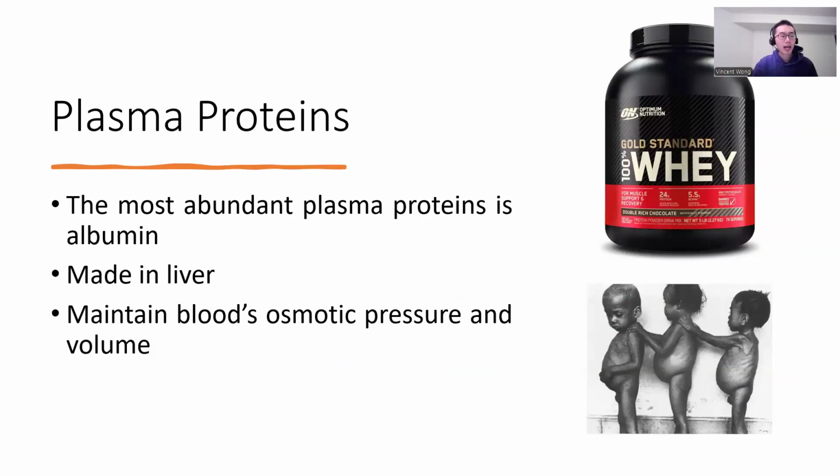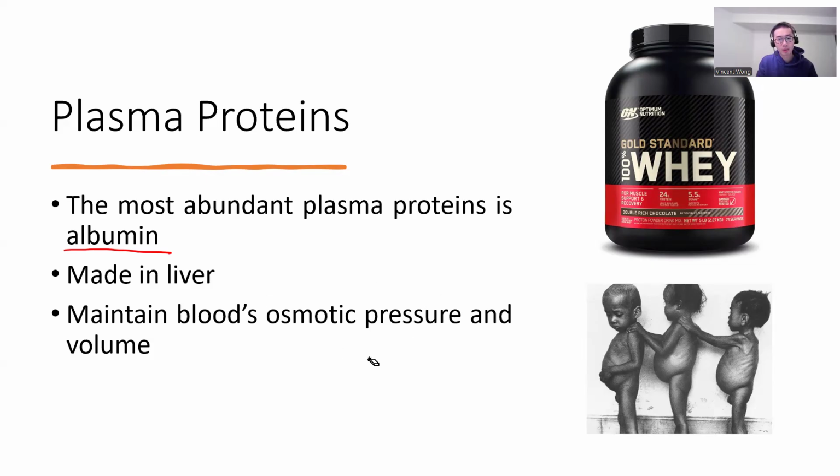Let's take a closer look at the plasma and the kind of proteins we have in it. It turns out the most abundant plasma protein, the most common plasma protein, is something called albumin. You can find albumin in egg whites, for example. But your body makes it in the liver. And the main function of albumin is to maintain osmotic pressure.